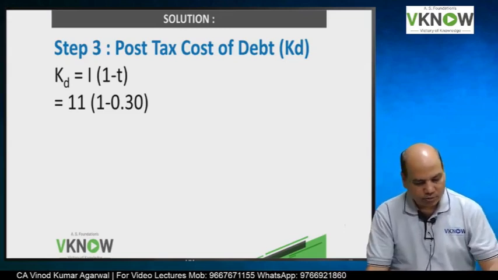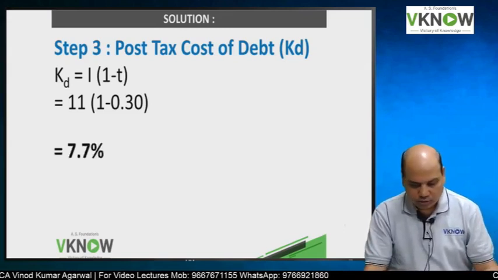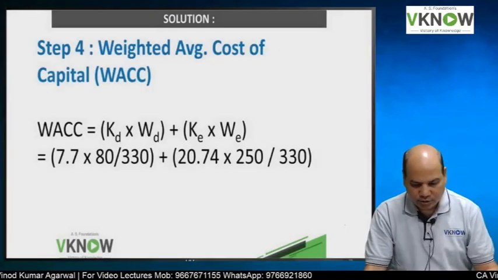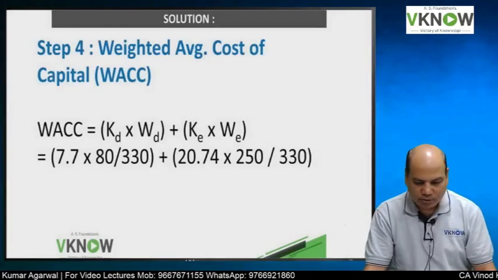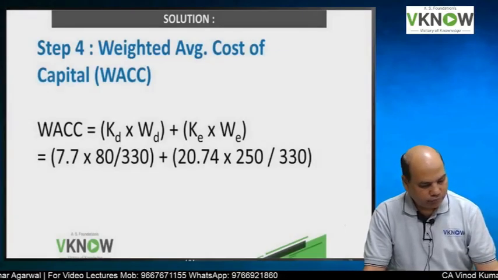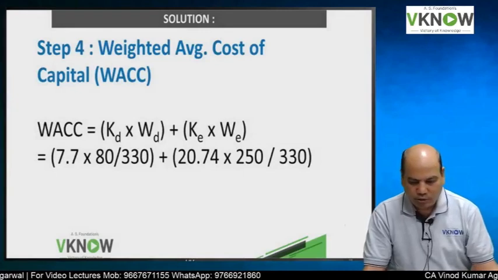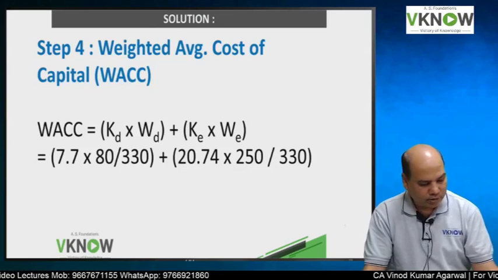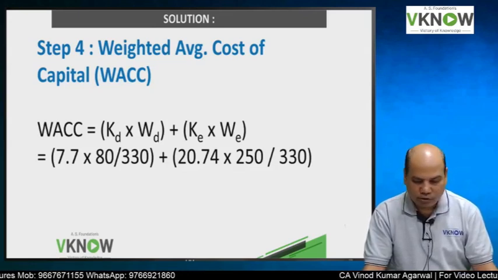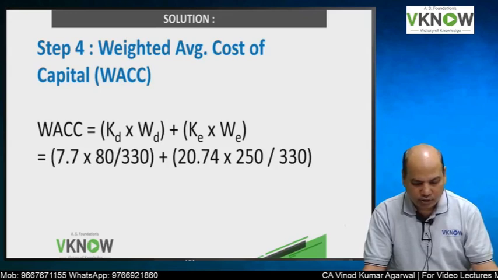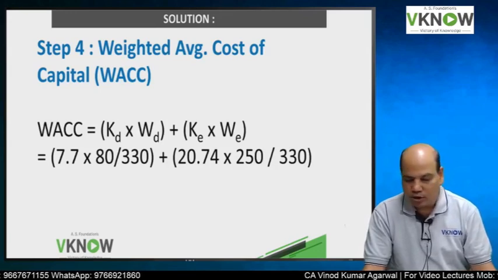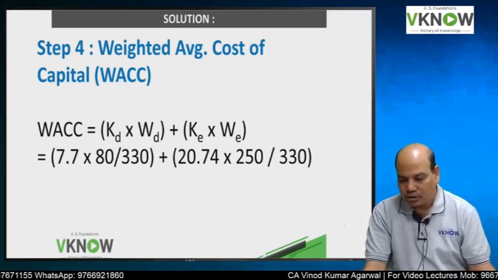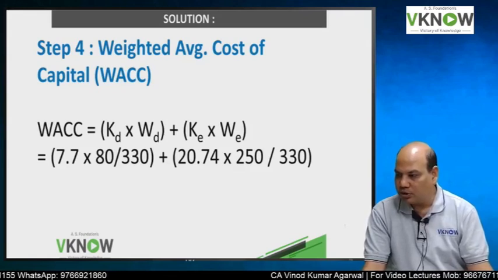So that is how much? 7.7%. Next, step number 4, write down weighted average cost of capital. Weighted average cost of capital is equal to KD into WD plus KE into WE.